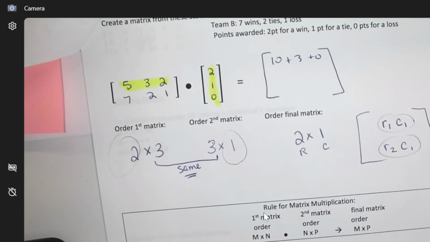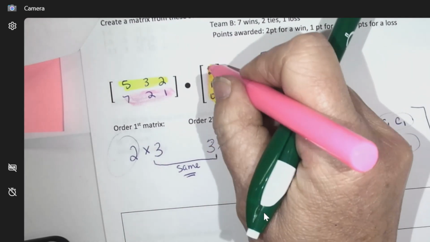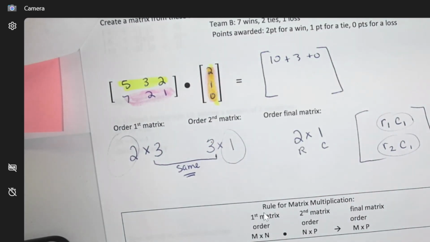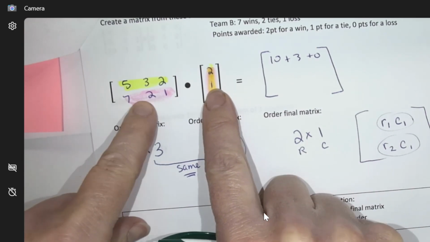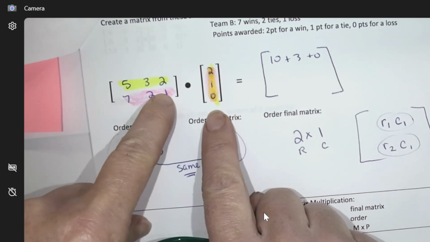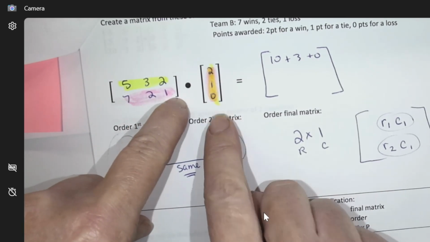Okay, that's good. Now I'm going to do that. Row 2, column 1. Okay, so matching this is going to go 14, 2, 0. 14, 2, 0.